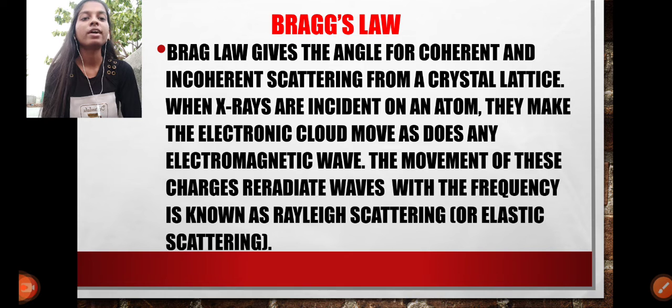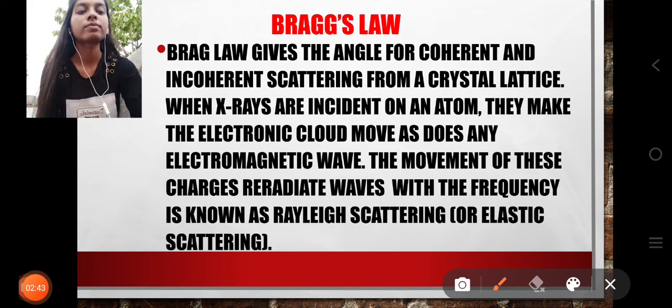Then Bragg's law. Bragg's law gives the angle of coherent and incoherent scattering from a crystal lattice. When the X-rays are incident on an atom, they make the electronic cloud move, as does any electromagnetic wave. The movement of these charges re-radiates waves with the same frequency, known as Rayleigh scattering. First of all, what is Rayleigh scattering? Rayleigh scattering has the same frequency of incident light and reflected light.